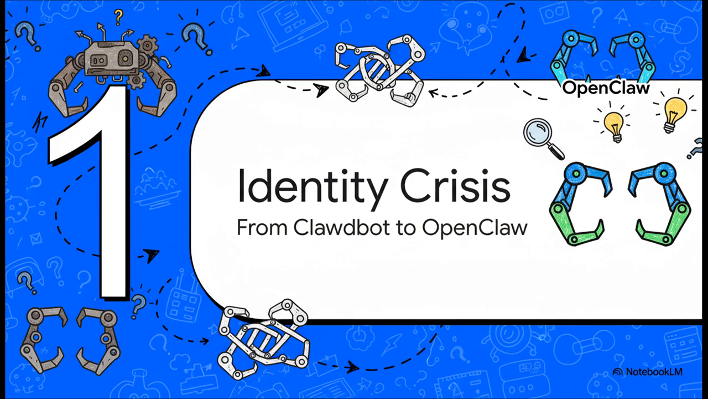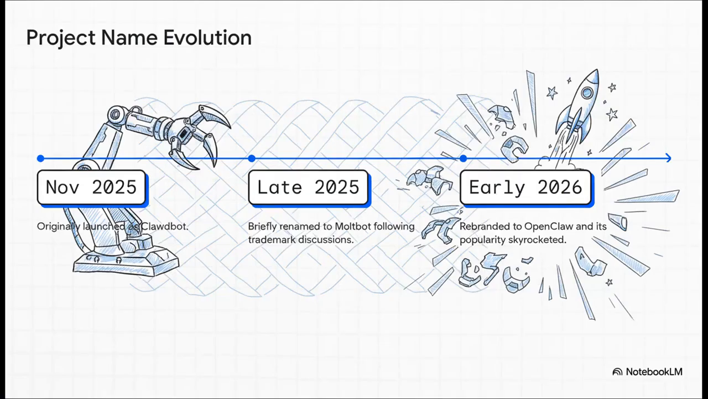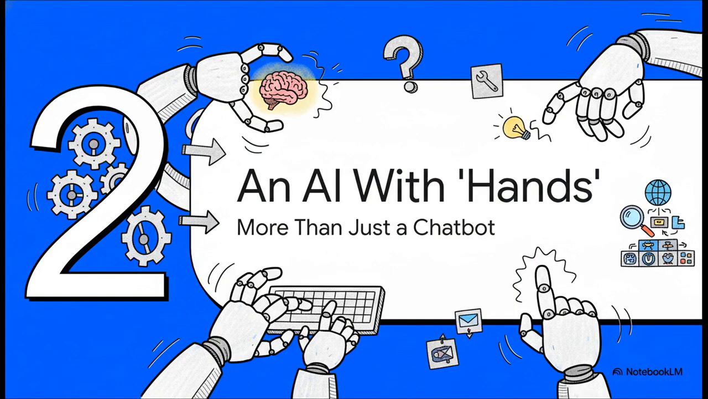You know, the AI project's name has had a bit of a wild ride, and that's really where all the confusion comes from. And man, it happened fast. The project first showed up in late 2025 as Claudebot. But then, there were some trademark talks, so it briefly became Moltbot, and then almost immediately it was rebranded to OpenClaw, and that's when things really took off. Its popularity just exploded. All right, so the name's cleared up. Now let's get to the really good stuff.